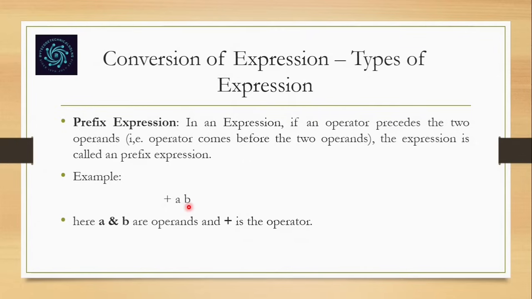In prefix expression, if an operator precedes the two operands, that is, if the operator comes before the appearance of the two operands, then that type of expression we call the prefix expression. Here in the example you can see the plus operator is appearing before the operands. A and B are the operands. Before that, the plus operator is displayed. So this type of expression is called a prefix expression.